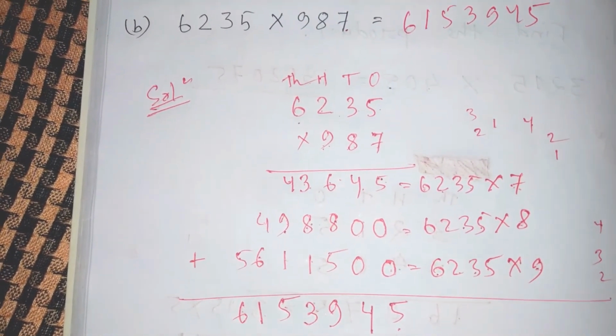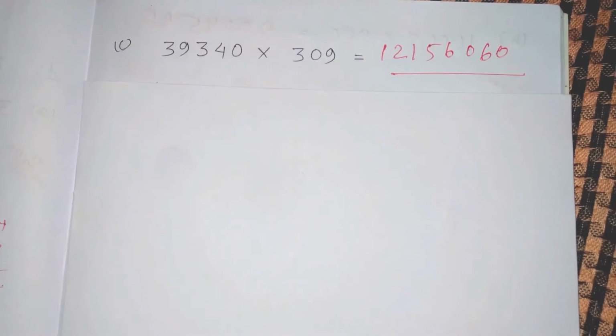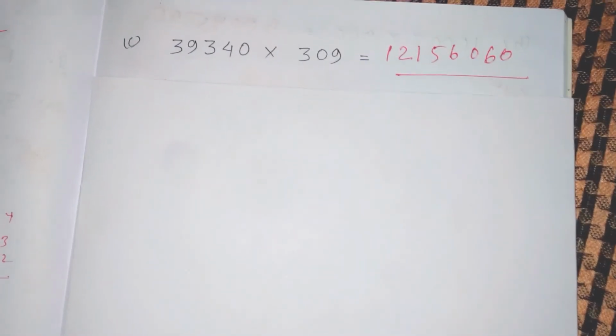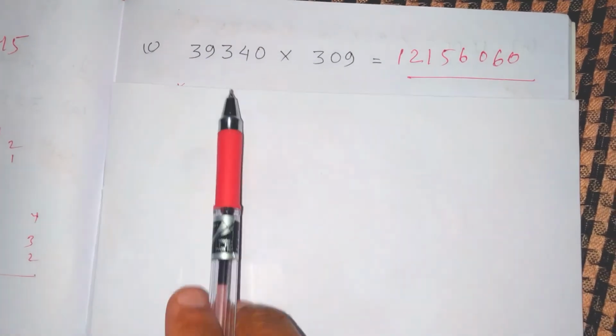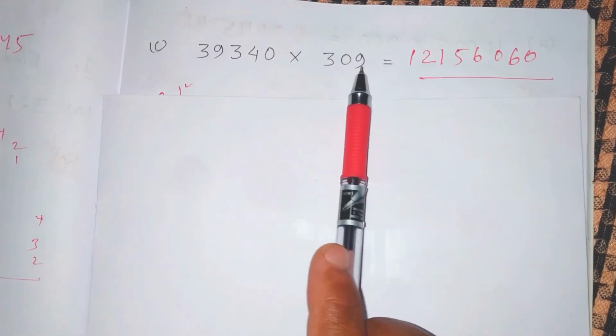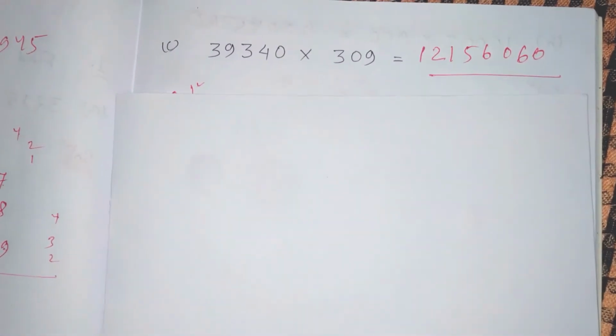Let's see the next one. Students, this is the third question that we are doing. Here you have 39340 into 309. That means this is the multiplicand and you have to multiply this 39340 with 309. That means this is the multiplier. Okay, so let's see how I have done.